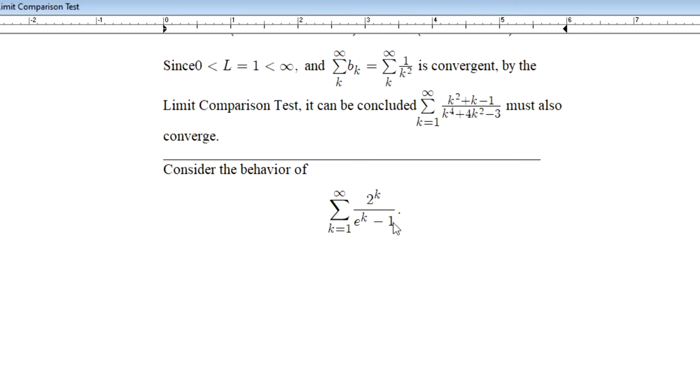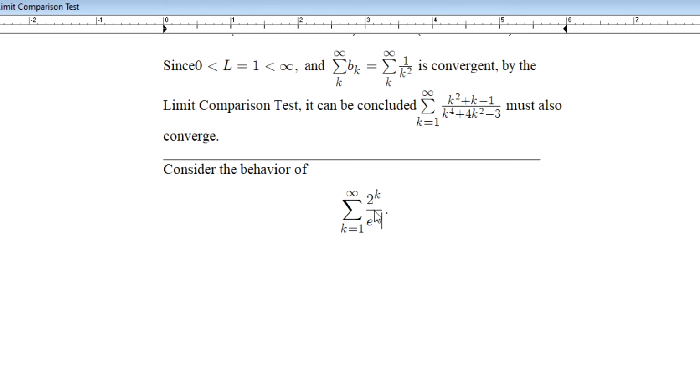Now, as with the other cases for the comparison test, we are going to have to consider the series we're going to compare to. We have to determine what's going to be our known series. As I've highlighted in the other examples, this is a rather common technique. One of the things we're going to consider doing here is removing the aspects of the numerator and the denominator that don't have a major influence on those values. Removing this minus 1 from the denominator doesn't have much influence over the value of the denominator, and we form this ratio 2 to the k over e to the k.